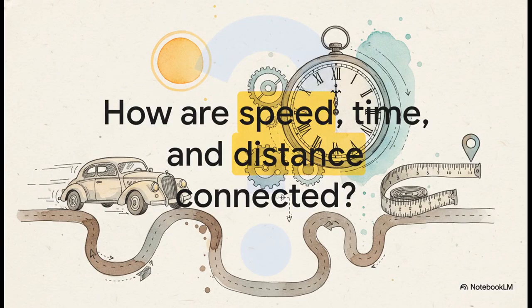So, let's think about something we all get, driving. How are speed, time, and distance all connected, right? If you drive faster, what happens to your travel time? It goes down. See? They have a predictable relationship. Well, that's exactly what we're diving into today, the rules that make these connections work.